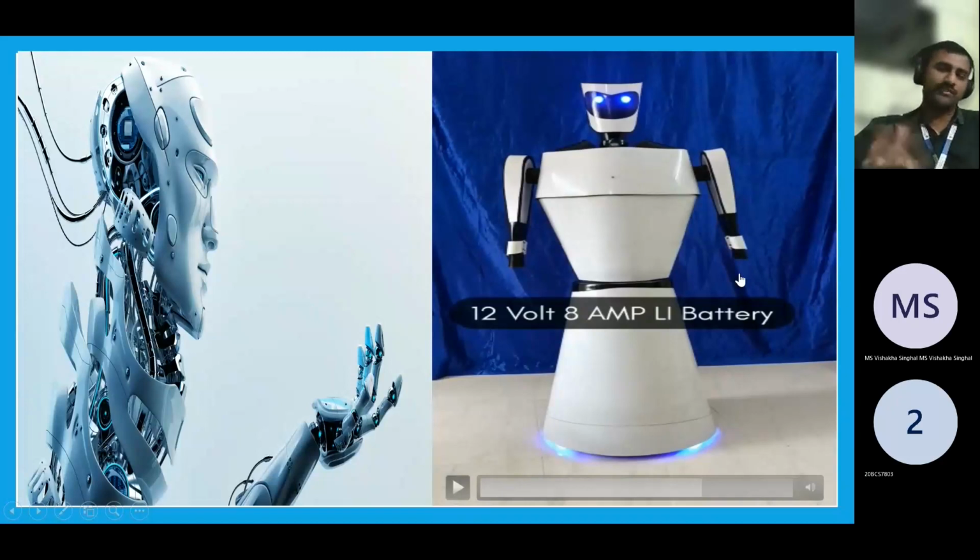Yeah, these are the basic functionalities. For the battery package we are using lithium ion batteries, and the charging port will be at the lower stage.